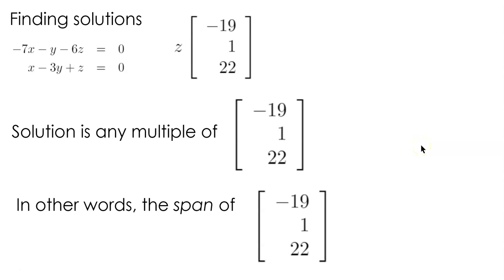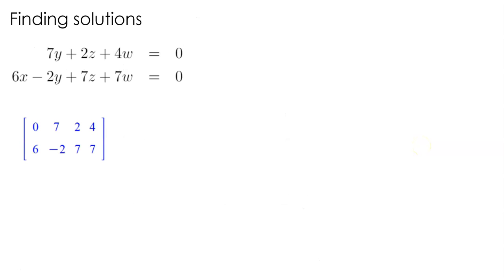Let's go and do another messy one. That's not too bad. I have 4 variables. I'm in R4 with 2 equations, which means my solution should be 2-dimensional. So let's see what we get. I have my coefficient matrix there. Put it in row reduced. Thank goodness for Maple. I have some really messy fractions here.